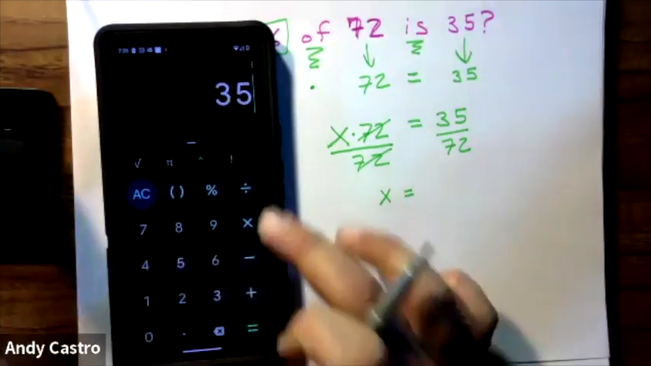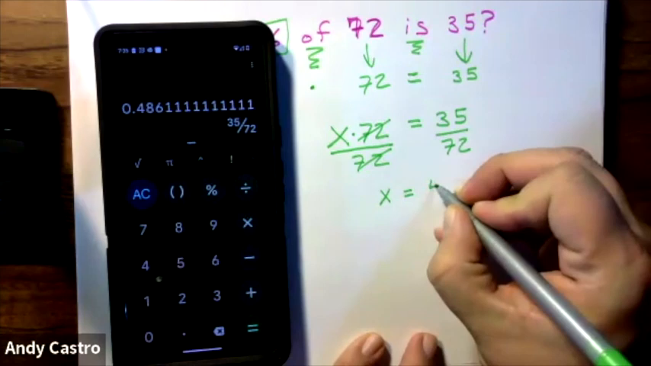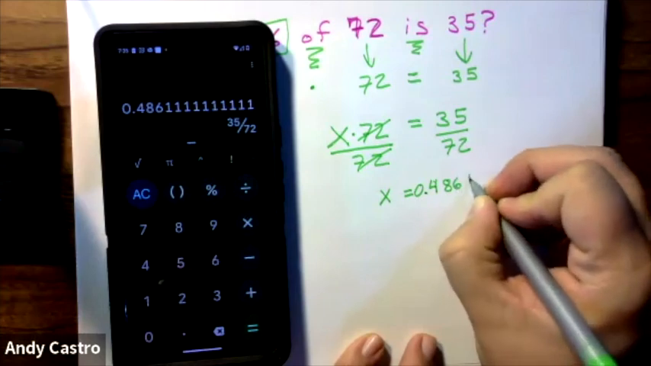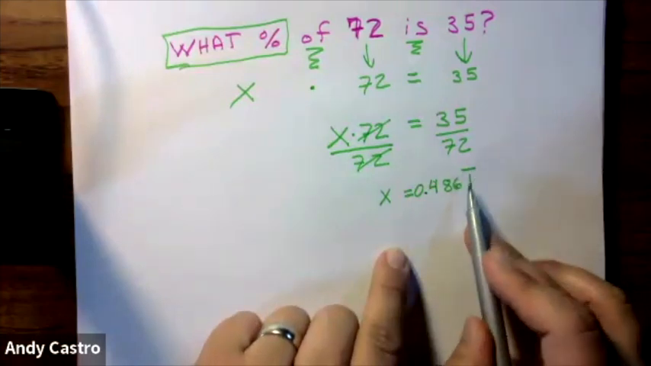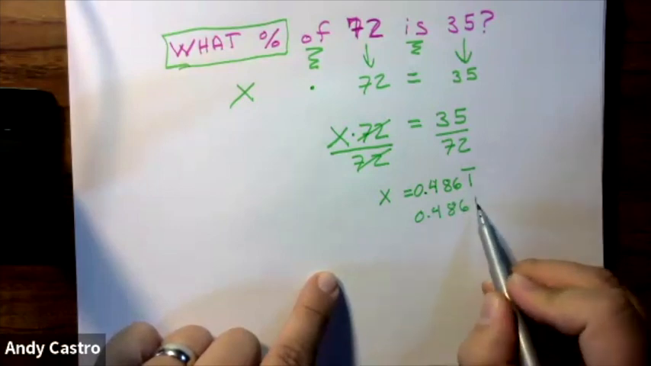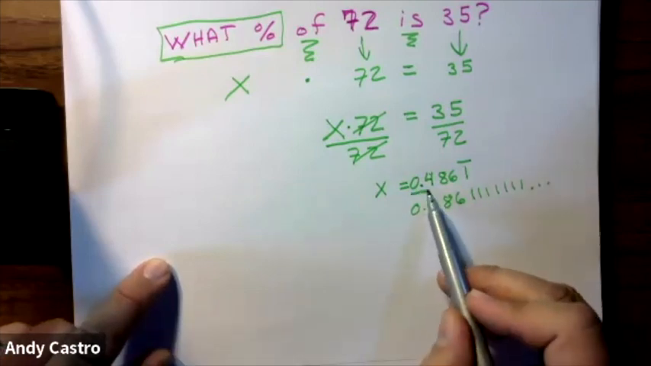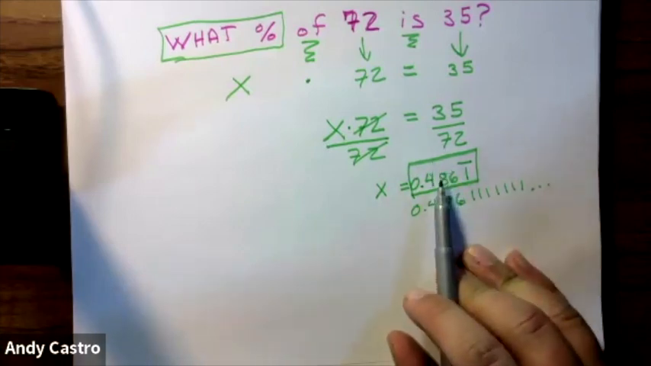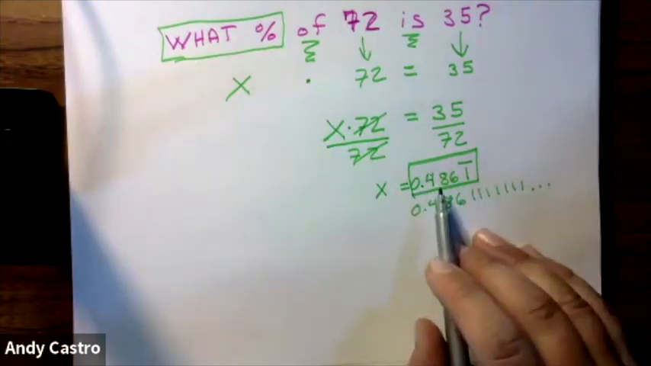35 divided by 72 is 0.4861, and the 1 is repeating. Notice that I put a little straight line over the number 1. In math, that means that that particular number is repeating. All right, so I have 0.4861, and the 1 is repeating. How do I put that into a percent? I know what x is, but how do I put that in a percent?